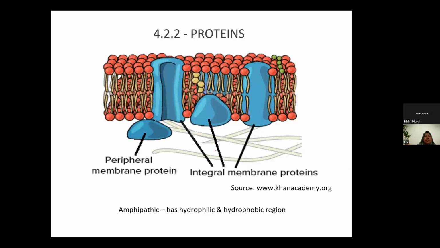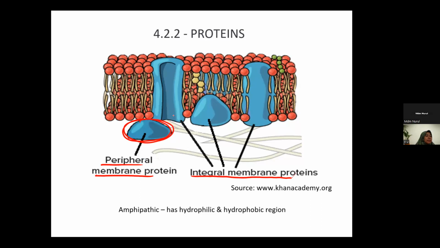Okay, number two, proteins. So, we go to the second component of the membrane, which is protein. Then after that, we take a 5 minute break. Okay, right. So, again, proteins. There are two types of protein that you can find across or on the membrane. They are integral membrane protein and peripheral membrane protein. Okay, so ingat tu. Peripheral maksudnya sisi. So dia duduk dekat tepi-tepi aja. So this is integral membrane.